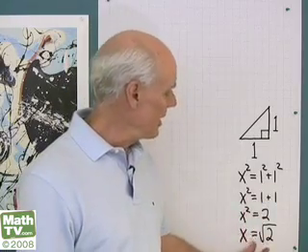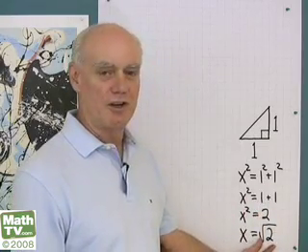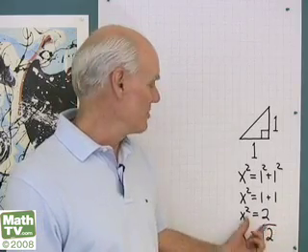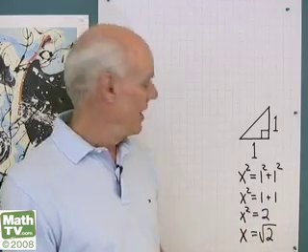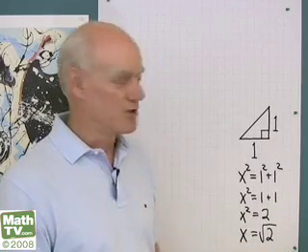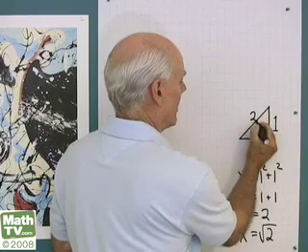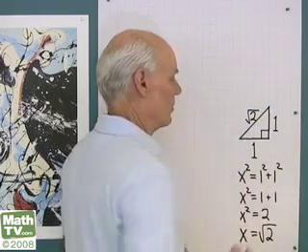And I would only use new notation here if there was no old notation I could use. And there's no fraction and no decimal whose square is 2. Square root 2 is an irrational number. So that tells me that the length of this hypotenuse right here is going to be square root 2.